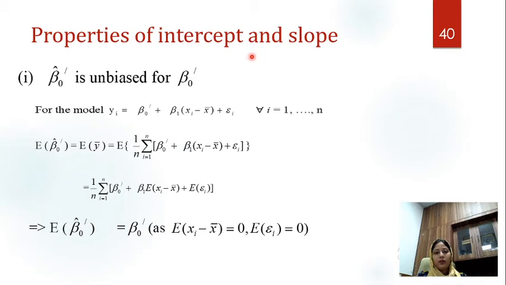Properties of intercept and slope for the modified model. Beta naught hat dash is unbiased for beta naught dash. For the model yi is equal to beta naught dash plus beta 1 times xi minus x bar plus epsilon i, if we take expectation on both sides here, we have expected beta naught hat dash is expected y bar is expected value of this term. This is equal to 1 by n. So beta naught dash is constant, plus beta 1 expected value of xi minus x bar, plus expected value of the error term, implying that expected beta naught hat dash is equal to beta naught dash, as the sum of deviations of a set of values from the arithmetic mean is 0 and error terms have been assumed to have mean 0.